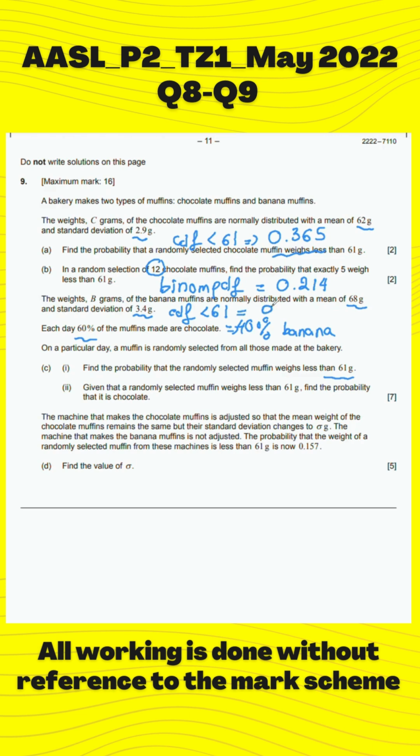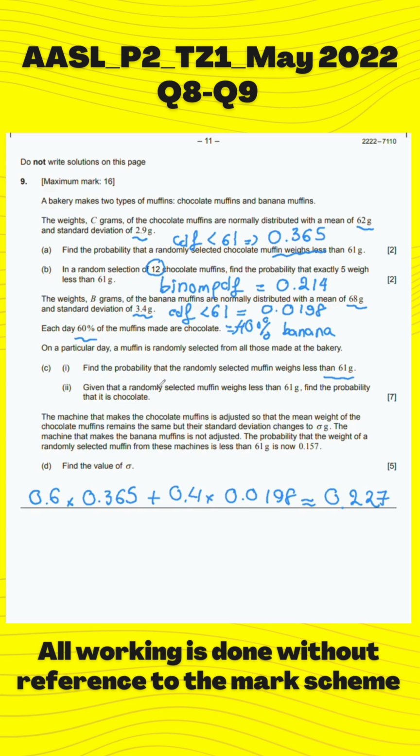So we will have 0.0198. So the total probability that it is less than 61 will be 0.6 multiplied by 0.365 plus 0.4 multiplied by 0.0198. So it will be 0.227, rounded to 3 significant figures.